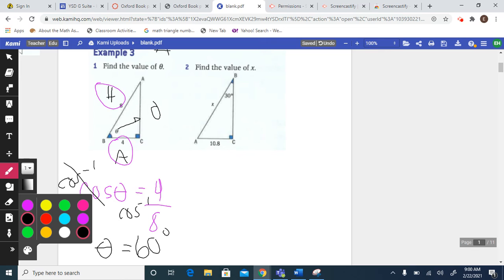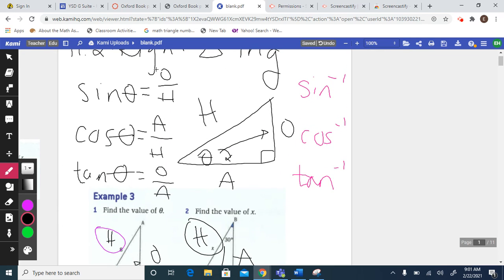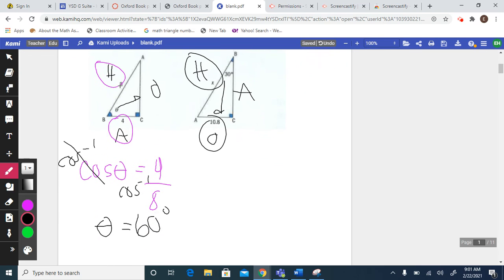Okay, in our next question, number 2, they are asking for the value of a side. So in this case, we have our angle. I'm going to label the triangle first with hypotenuse here, opposite here, and adjacent on that side. So the two pieces that we have are opposite and hypotenuse. So if I scroll back to the top, that would be your sine ratio. So we're going to plug in the parts. This time I have an angle, sine of 30 equals 10.8 over x.